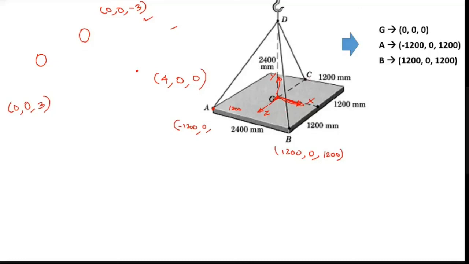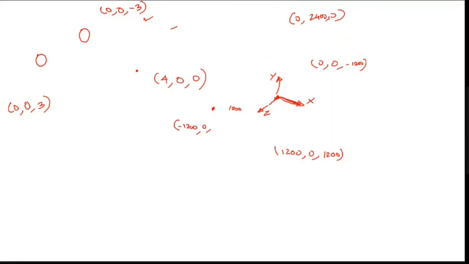Then C. X has no distance, it is straight. So C's X distance is 0, Y distance is 0. Z is -1200, right, on the opposite side. So that is my value. Then I consider D. It is straight to the coordinate. So X has no distance, 0. Y is 2400. Z has no distance, 0. So it is 0, 0, 2400. Right, that is the value. Right? Okay.